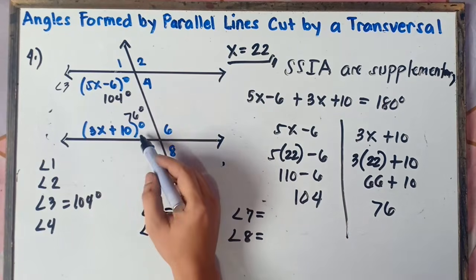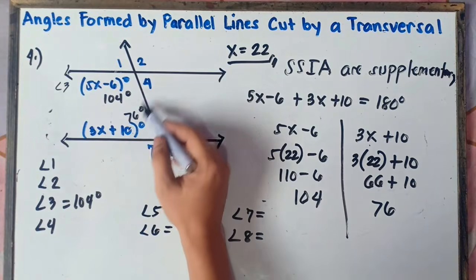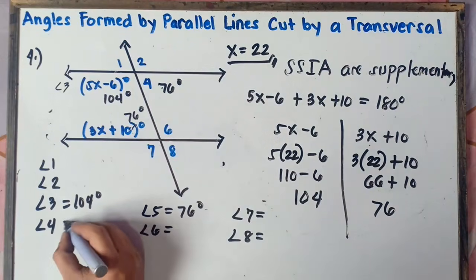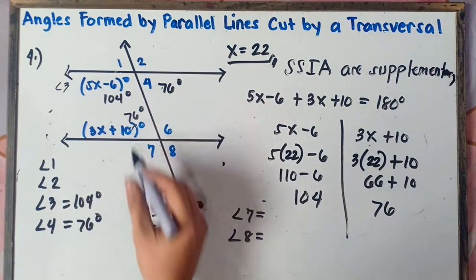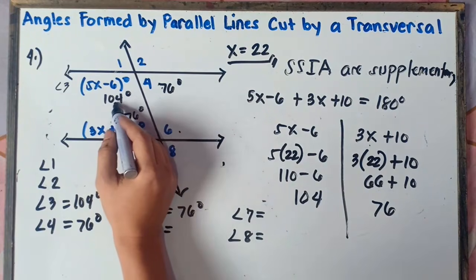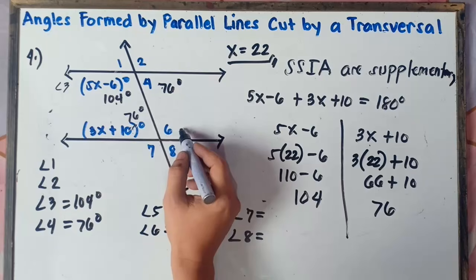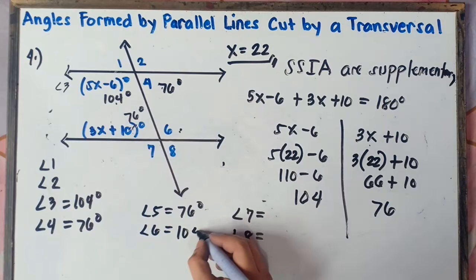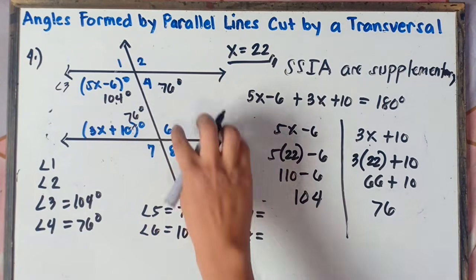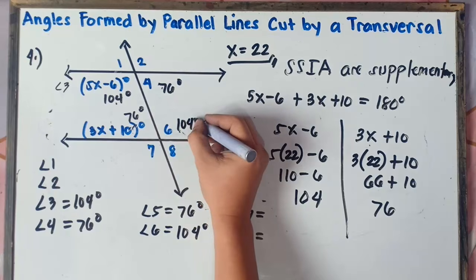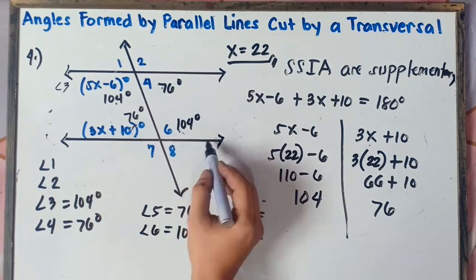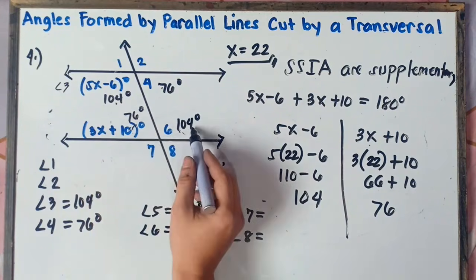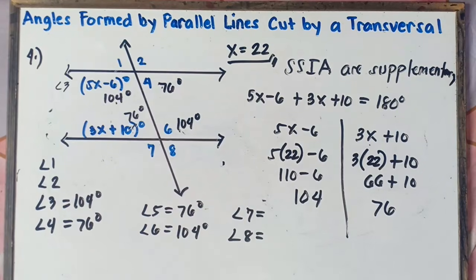Alright, now if this is 76 degrees for angle 5, alternate interior angles, this is also 76 degrees. Angle 4 is 76 degrees. Alternate interior angles, if this is 104 degrees, this is also 104 degrees for angle 6. Alright, this is also 104 degrees. If you add this up, a straight angle, that would be equal to 180. 76 plus 104 is equal to 180.